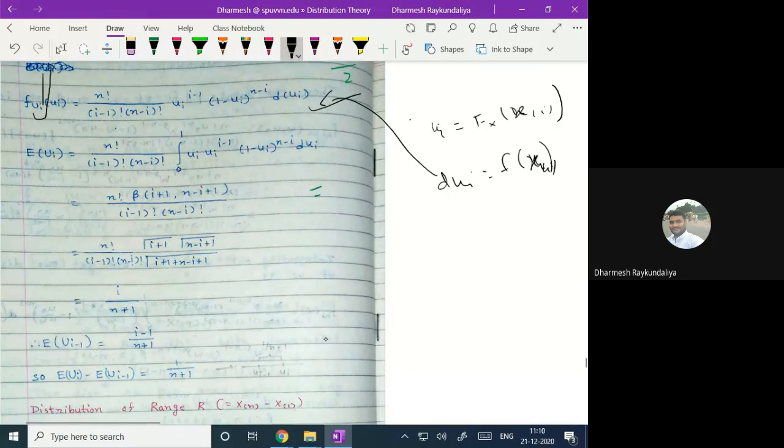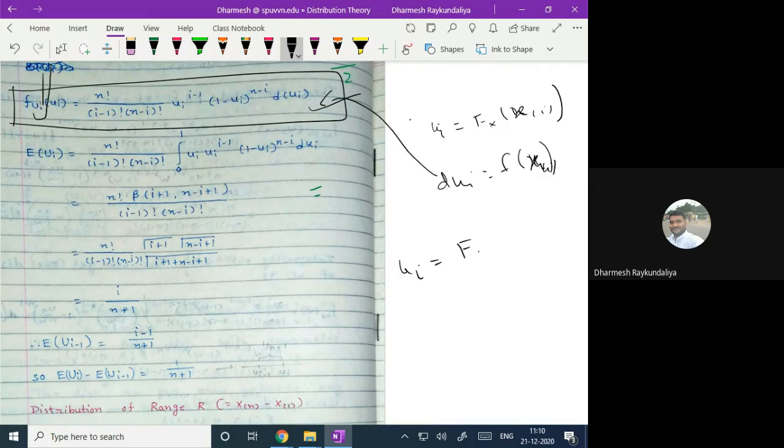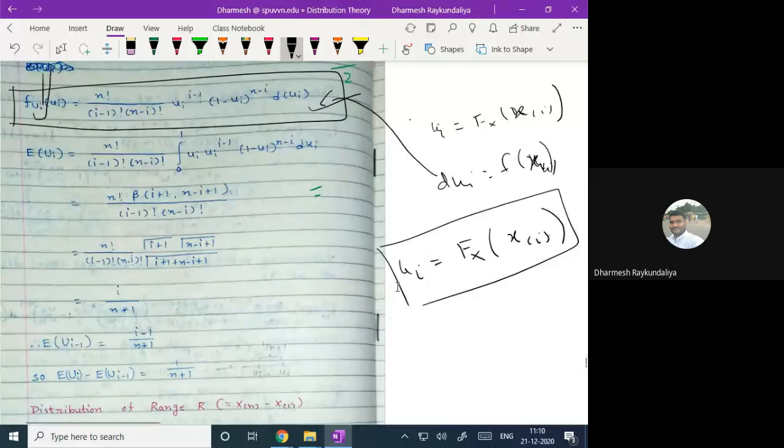So this is nothing but the distribution or the PDF of ui, where ui is the distribution of the ith order statistic. Okay. So I am interested to find out what is the mean of ui. हमने आपको बताया what is the range of ui. The range of ui is 0 to 1.